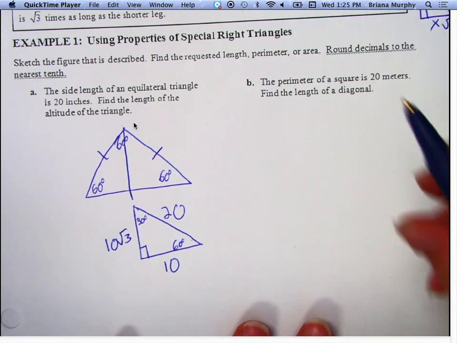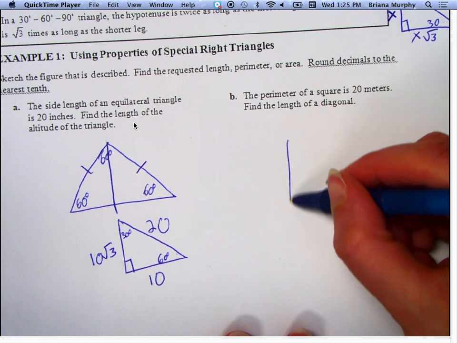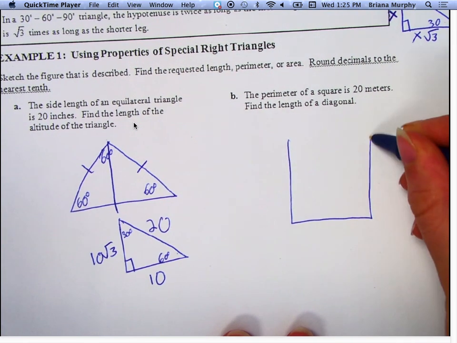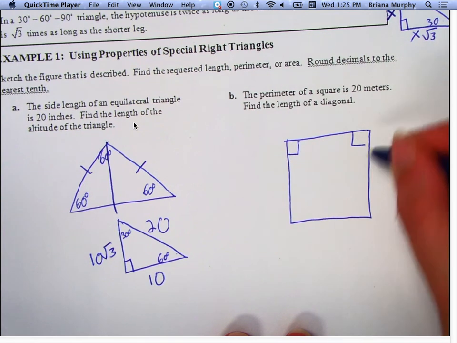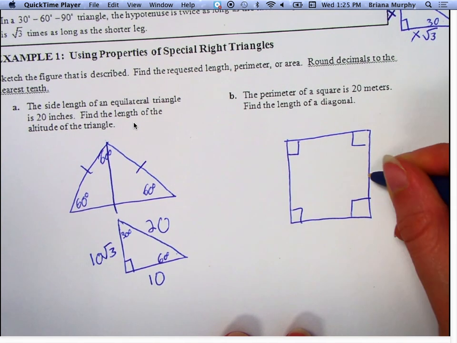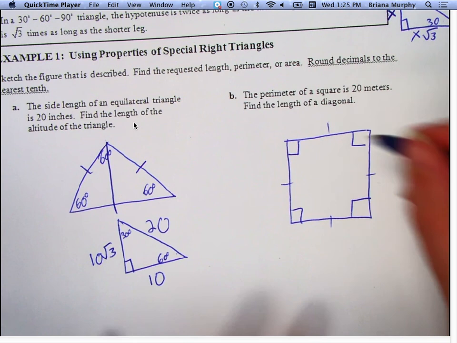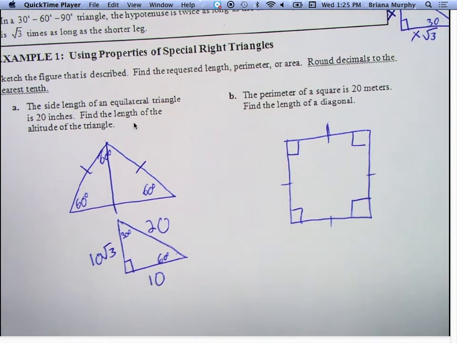Okay, let's look at another one. We've got a square. What do we know about squares? All their sides are equal, right? All their angles add up to 360. Each angle is 90 degrees.